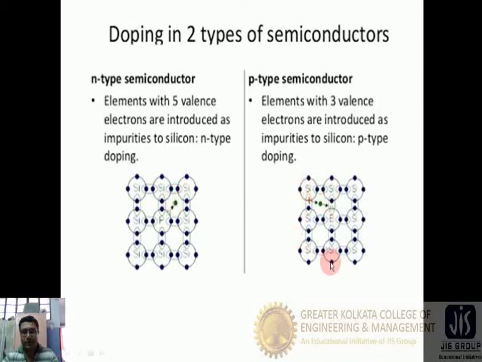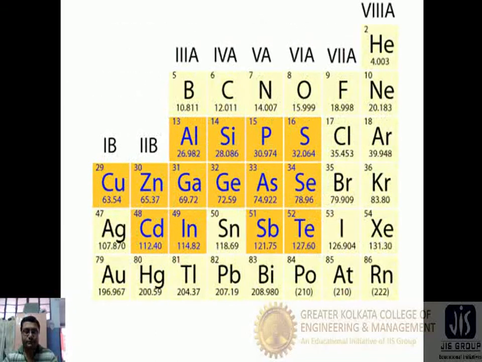Similarly, in a p-type semiconductor, a boron atom is placed in the silicon structure where 3 electrons are shared, but 1 electron is vacant. So it is the vacancy of an electron, that means it is a hole. We will discuss it one by one.